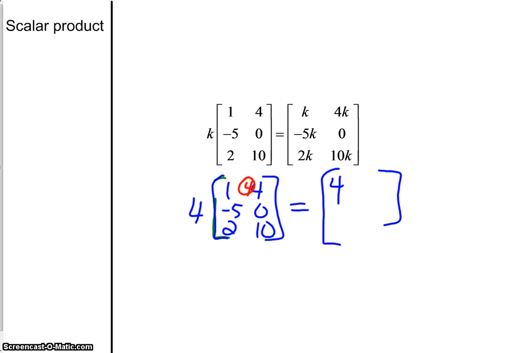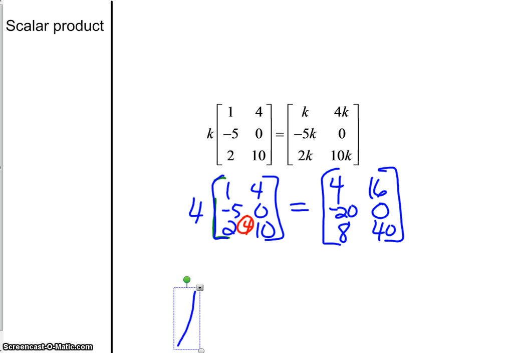Now I'm going to take my 4 and multiply it by the 4. 4 times 4 is 16. Take my 4 and multiply it times the negative 5. 4 times negative 5 here is negative 20. 4 times the 0 is 0. 4 times the 2 is 8. 4 times the 10 is 40. So that's what scalar multiplication is: we were able to multiply each one of those by a single term.